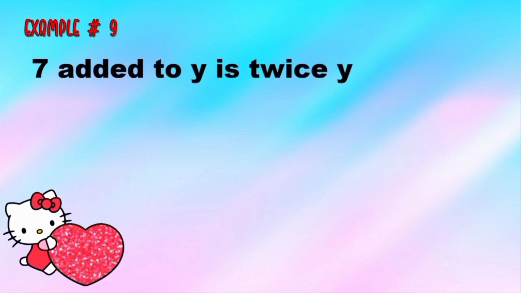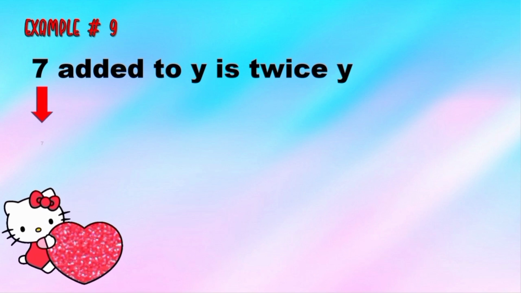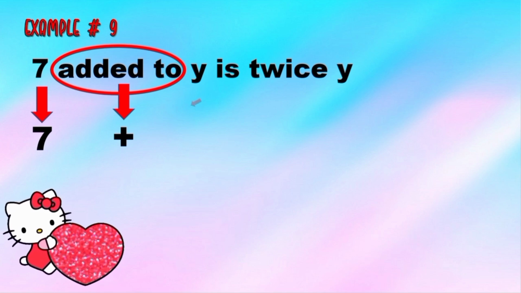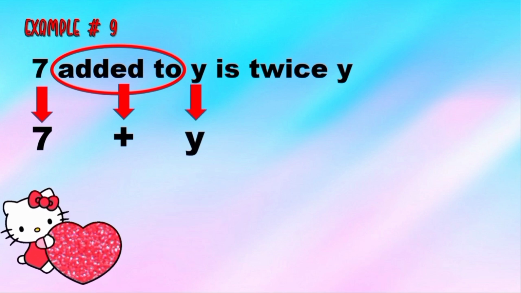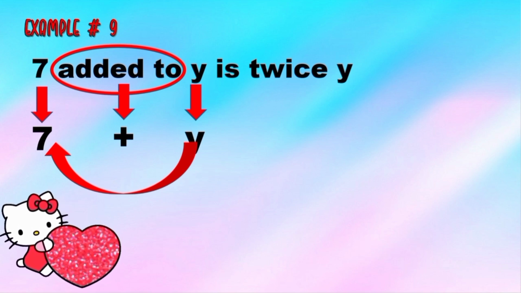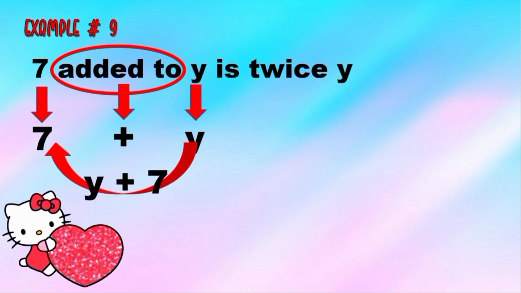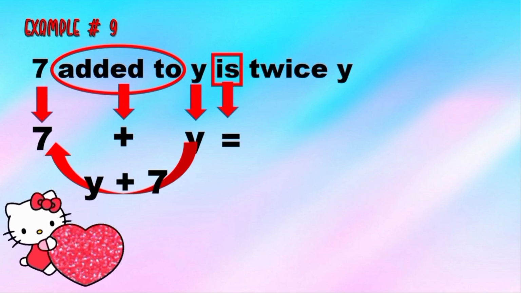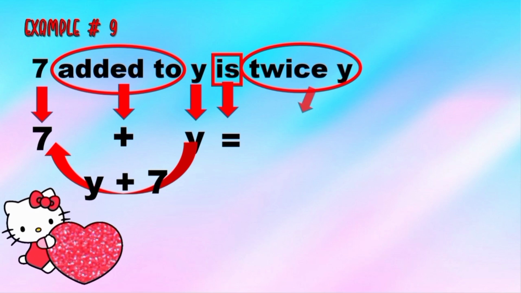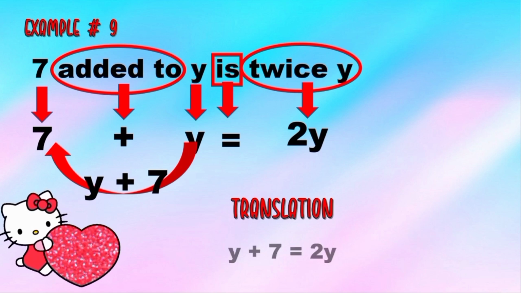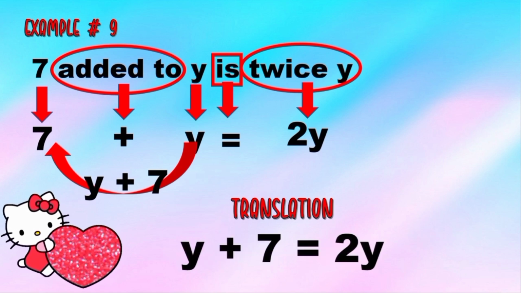Example number 9. 7 added to y is twice y. First, bring down 7. The word added to is equivalent to addition. Then bring down y. Now we have to change the position of 7 and y because of the word added to. Now we have y plus 7. The word is equivalent to equal. And twice y is equal to 2y. In translation, we have y plus 7 is equal to 2y.